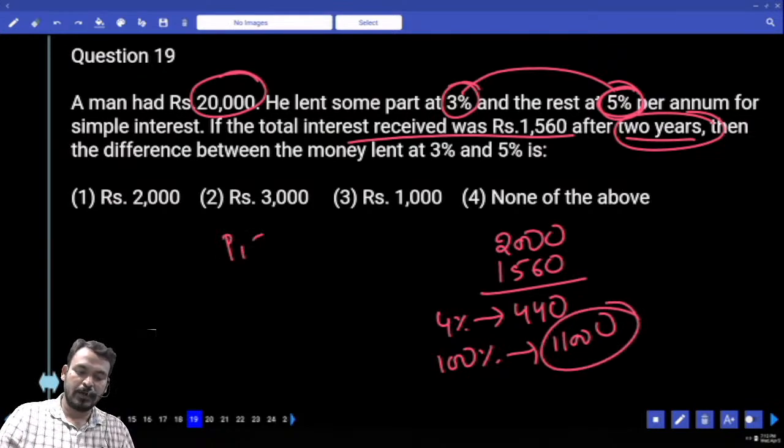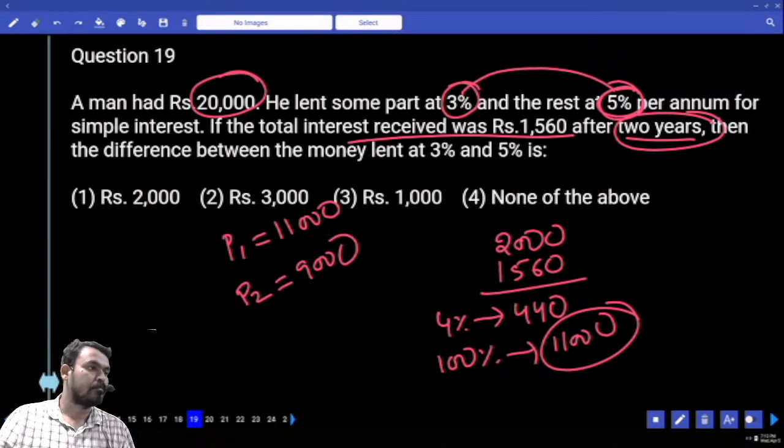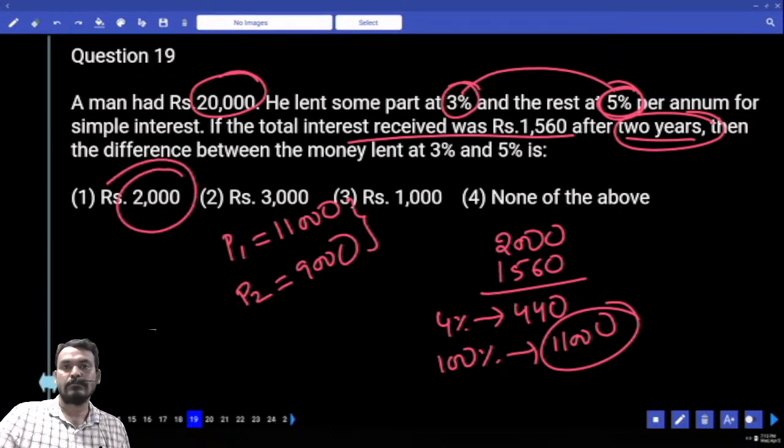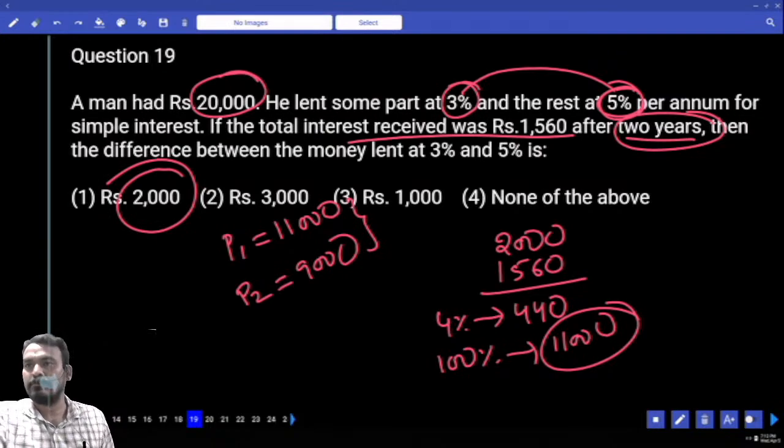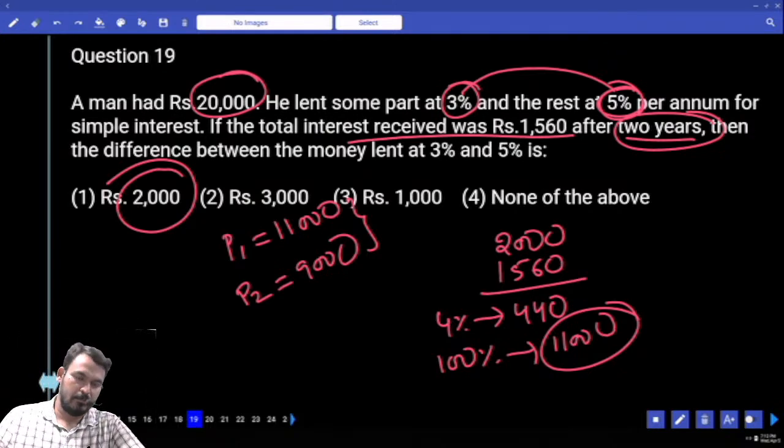That 11,000 is the principal of which part, the first part or the second part? First part. Obviously the principal in the second part is 9,000, or not? What is the difference between 9,000 and 11,000? 2,000, or not? By using the reverse method, or not? By using allegation also we get the same answer, or not?